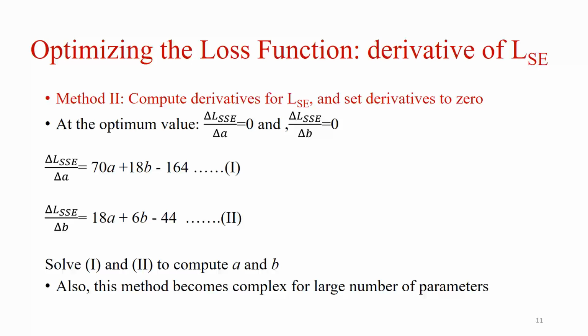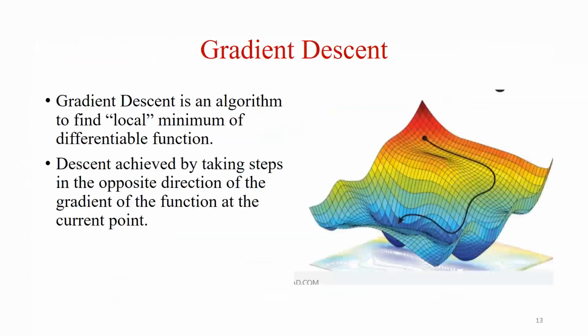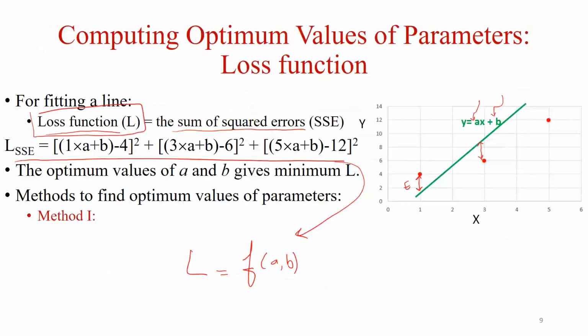Another way to find the optimum value of A and B is to derive the loss function with respect to A and set it to 0. Because you see the loss function is a function of A and B, and we saw this expression right here for the loss function. And again, how did we do it? We found every error, we squared it, and we summed all those errors.